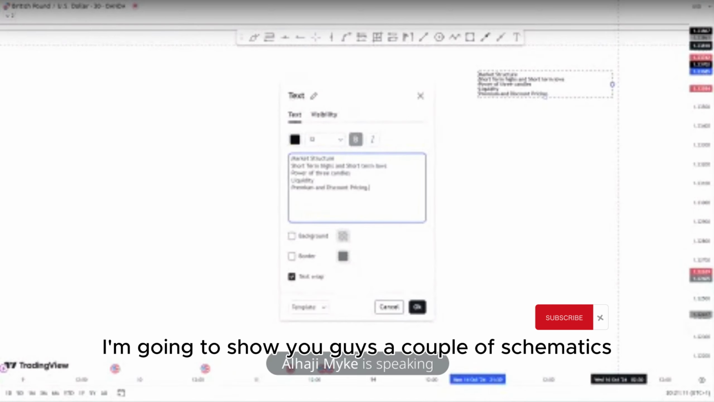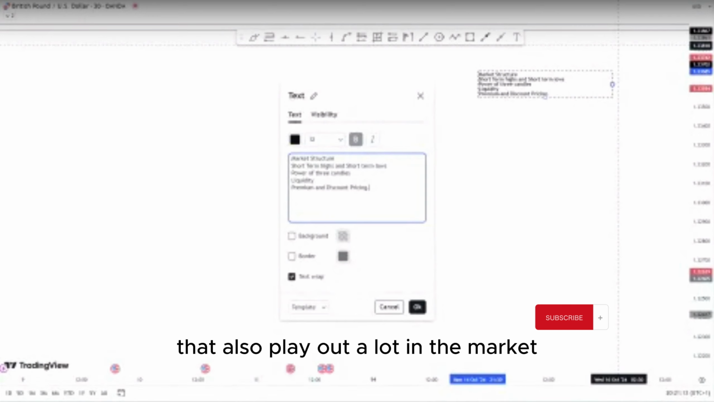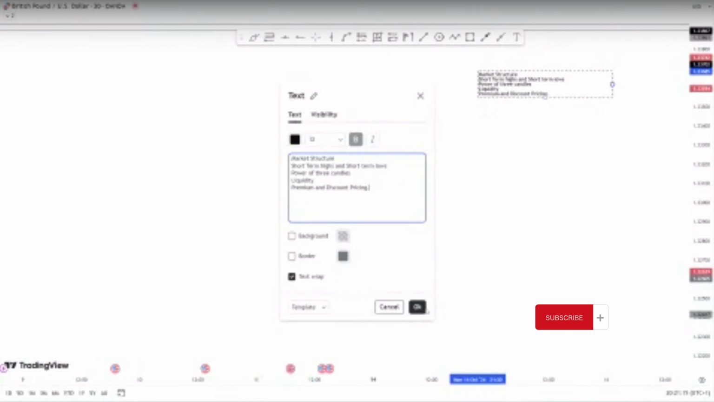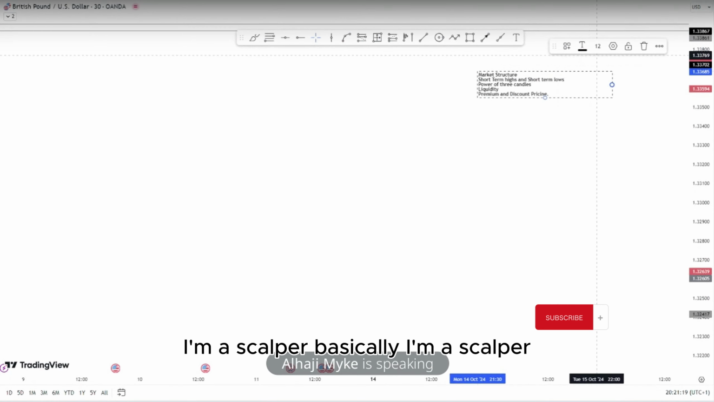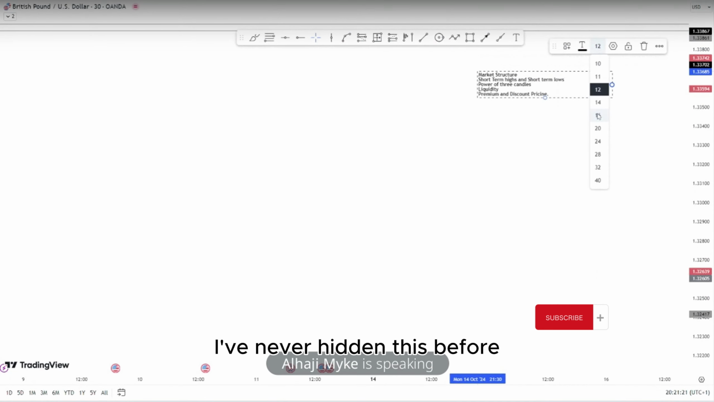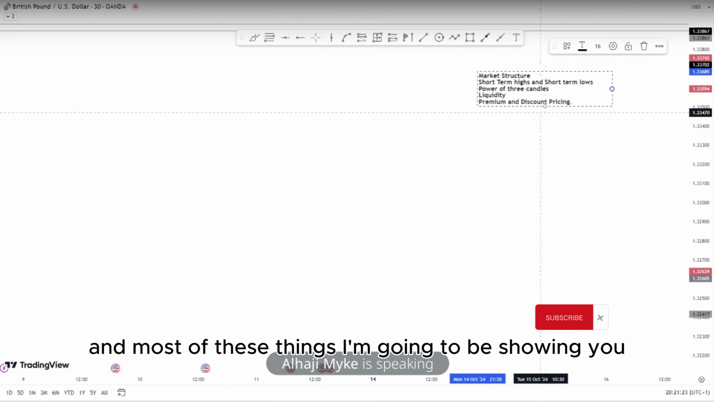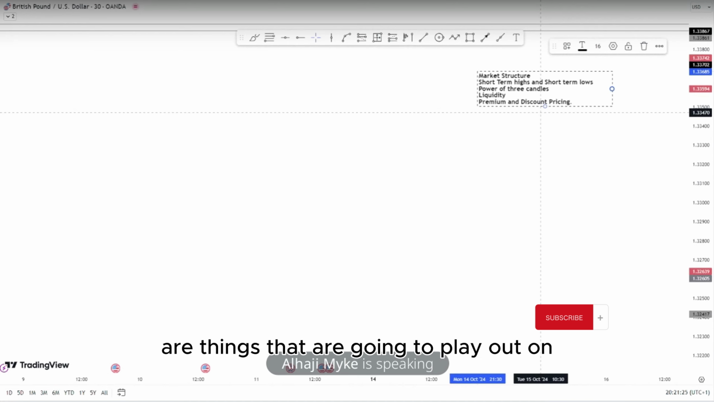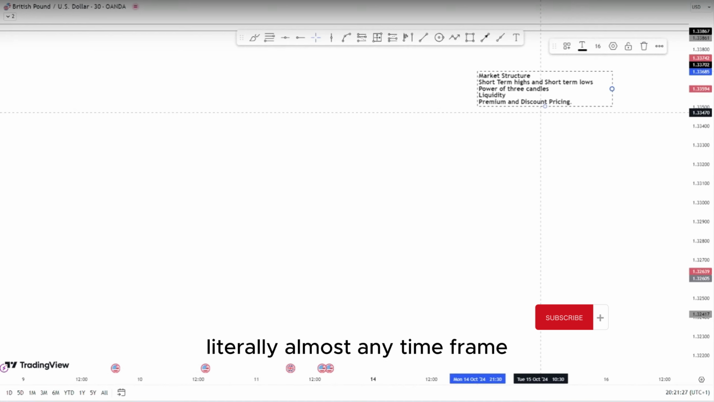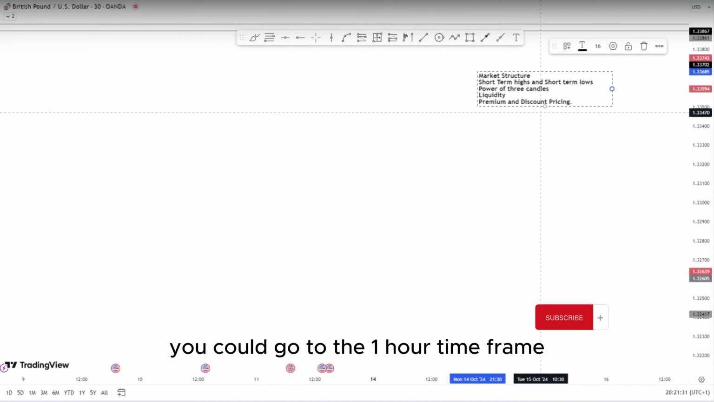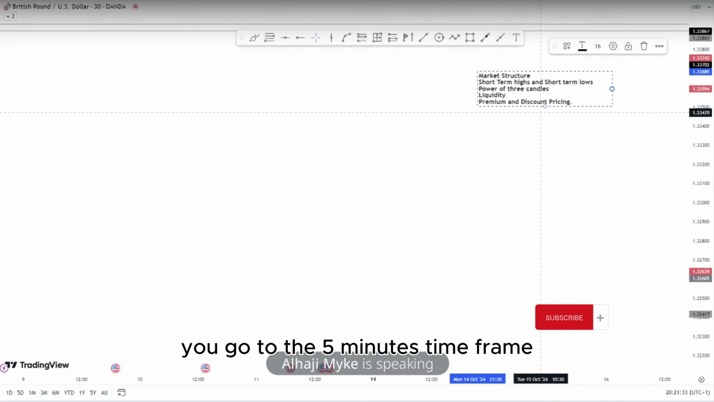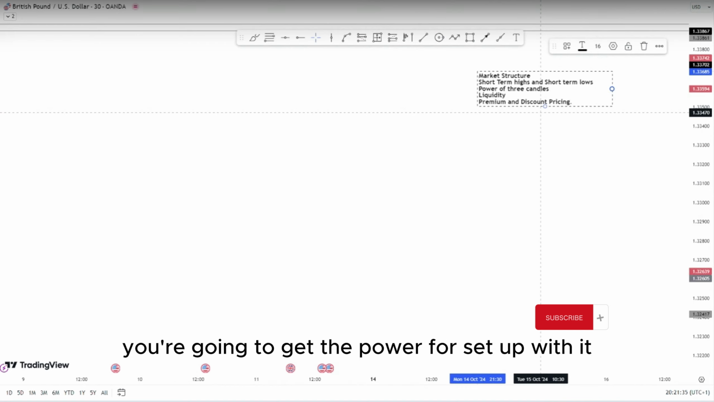After all this, I'm going to show you a couple of schematics that also play out a lot in the market. But all this aside, I'm a scalper basically. I've never hidden it before. Most of the things I'm going to be showing you play out on almost any time frame you open. You could go to the 1 hour time frame and see a setup, or go to the 5 minute time frame and get a powerful setup.